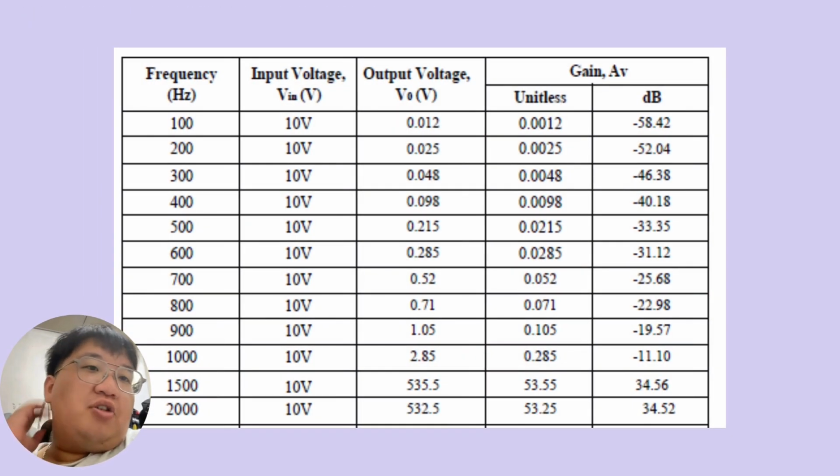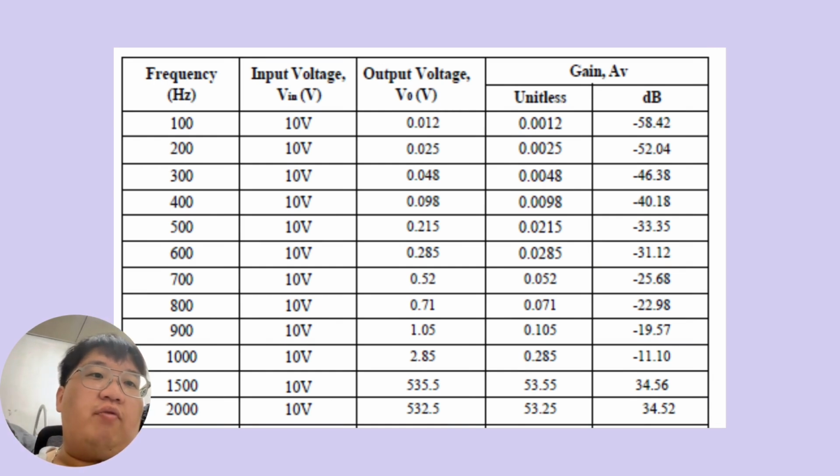Now I will show you the result table of our experiment. We have four elements: the first is frequency, the second is input voltage, the third is output voltage, and the last is gain. The gain is also divided into two sections, the unitless one and the one in dB.